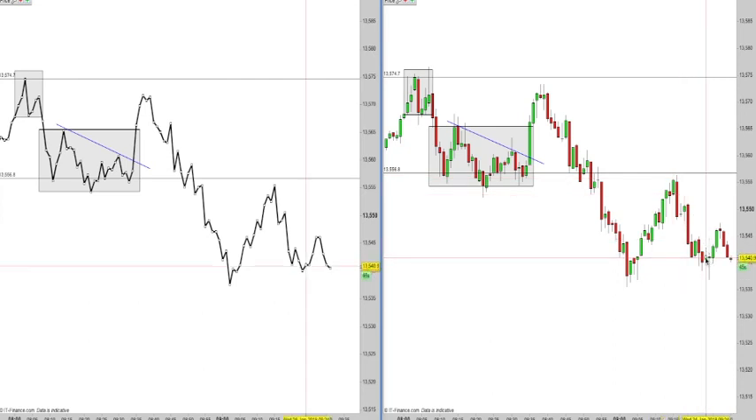So that's a quick insight into how I trade the open on the DAX. Look for your horizontal levels, use your line charts to find the chart patterns, and you'll be well on your way. Hope you found that useful.